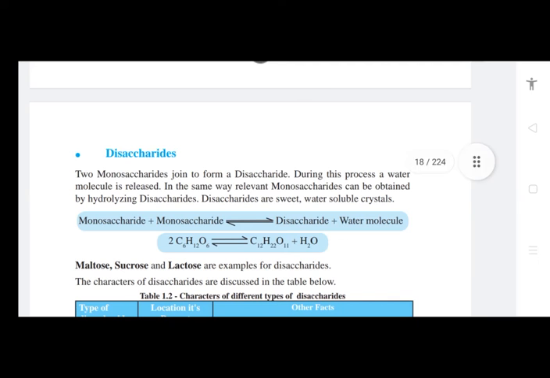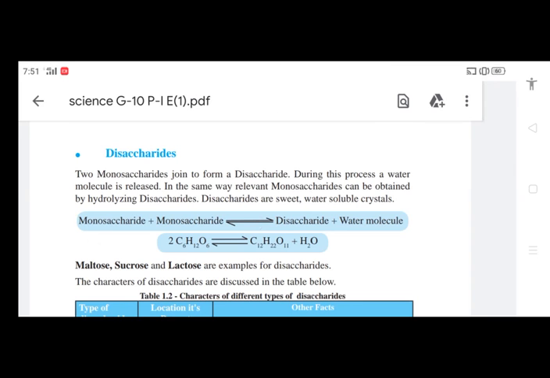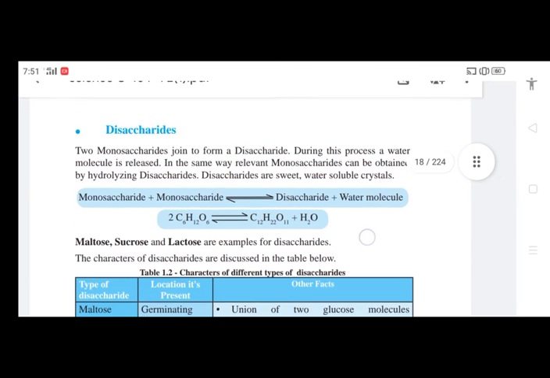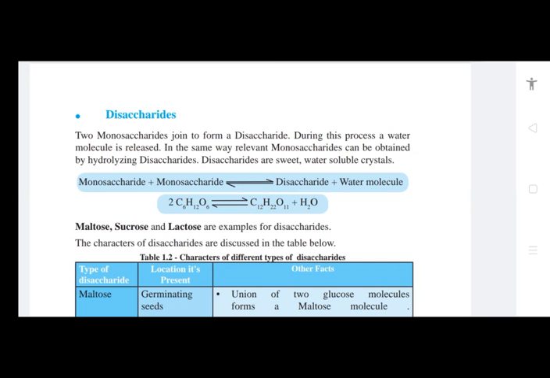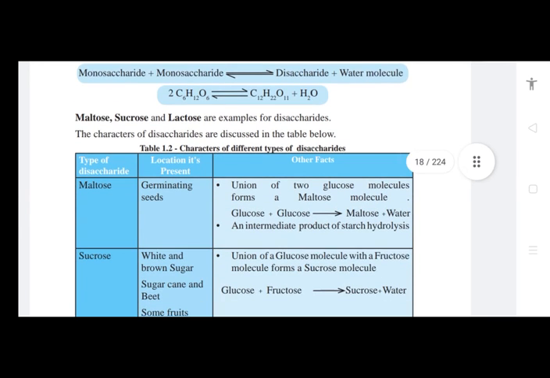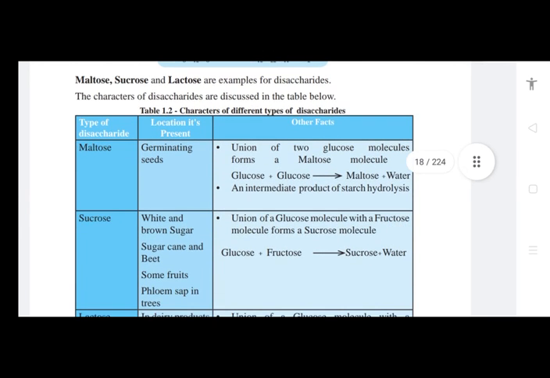Next we are focusing our attention on the disaccharides. Disaccharides are formed by two monosaccharides. This mark indicates the reversible reaction. Two monosaccharides form a disaccharide. In the same way, by hydrolyzing the disaccharides, we can obtain the relevant monosaccharides. They are also sweet, water-soluble crystals. The chemical formula of disaccharide is C12H22O11. Maltose, sucrose and lactose are the examples of disaccharide.